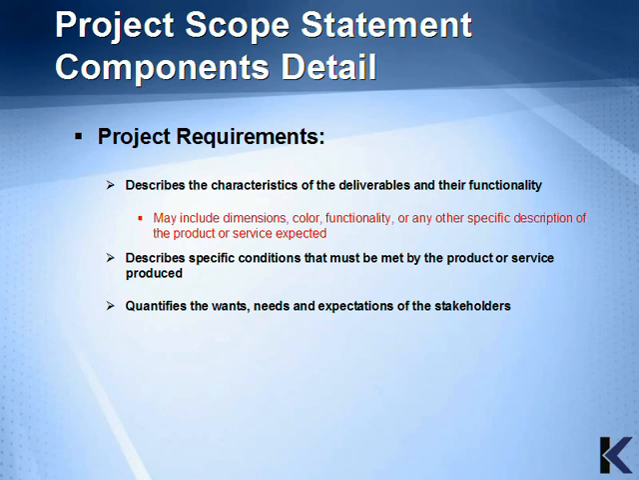Other project requirements describe the characteristics of the deliverables and their functionality. This might include dimensions, color, functionality, or any other specific description of the product or service expected. It describes specific conditions that must be met by the product or service produced, and it quantifies the wants, needs, and expectations of the stakeholders.